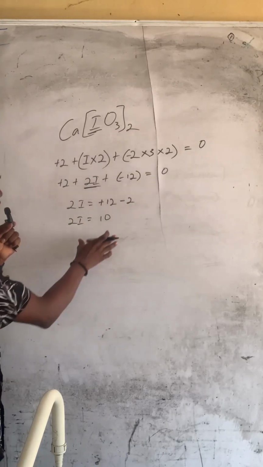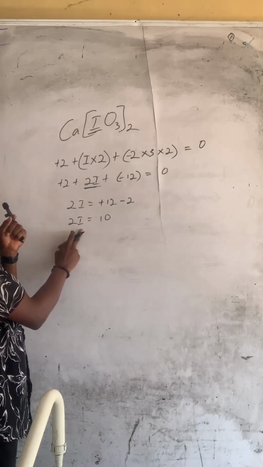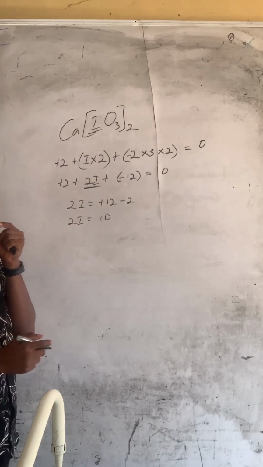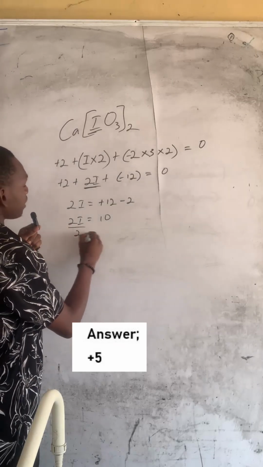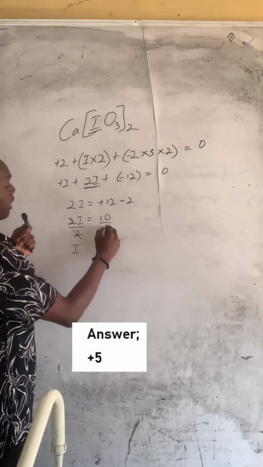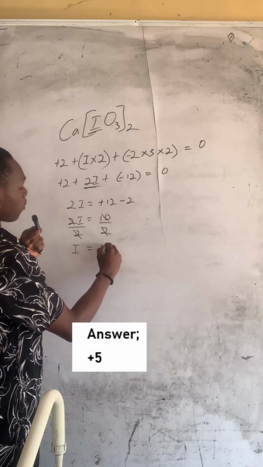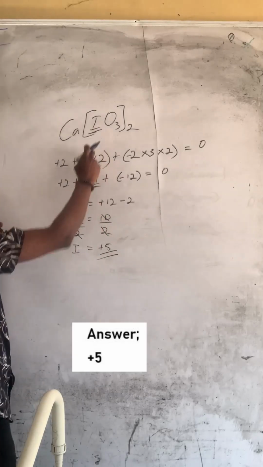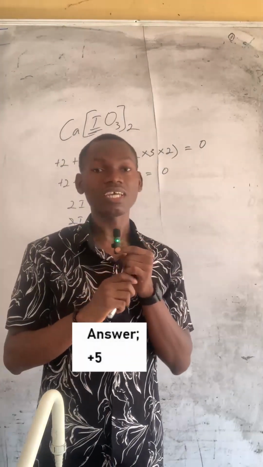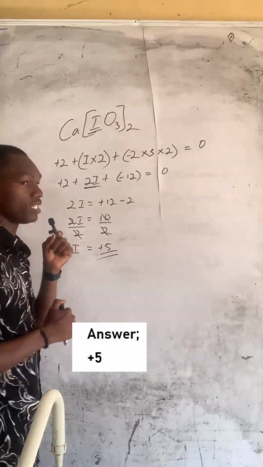Now this is not the end of the question. 2I, we have to calculate the oxidation number of iodine, not 2 iodine. So we have to cancel out this 2 by dividing both sides by 2. So when we divide here by 2, we get only iodine, and divide here by 2, we are going to have +5. So the oxidation number of iodine here is +5, meaning the combining power of iodine in calcium iodate is +5.